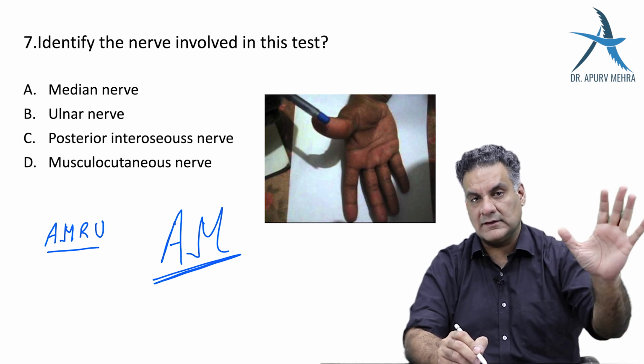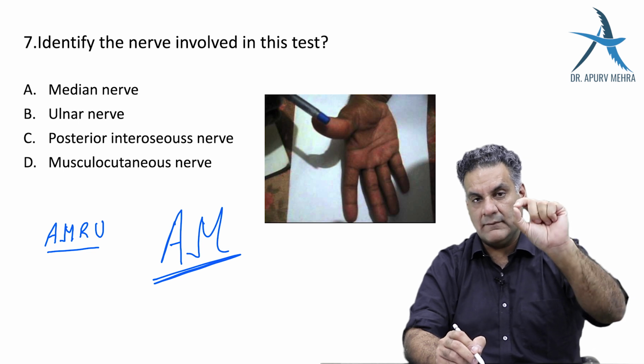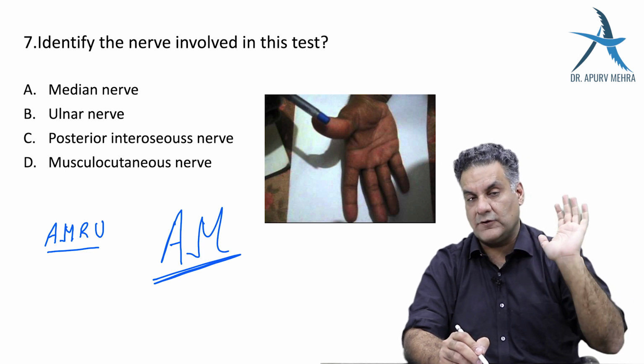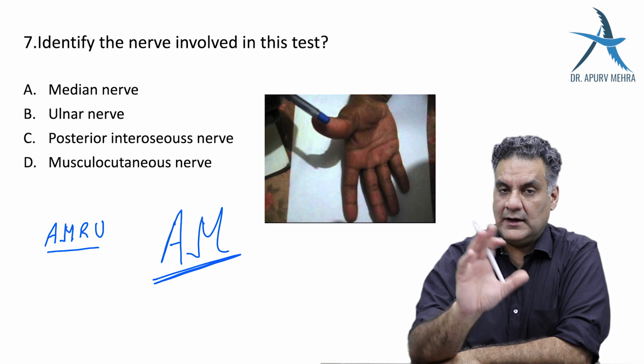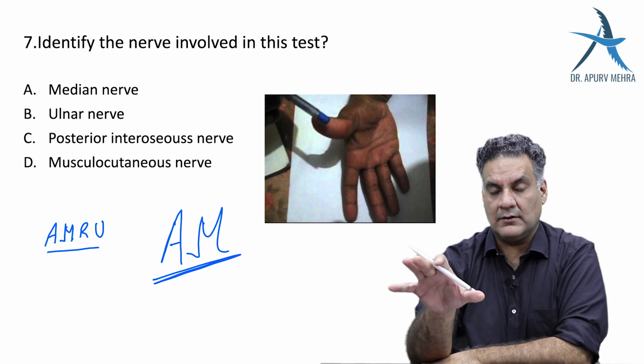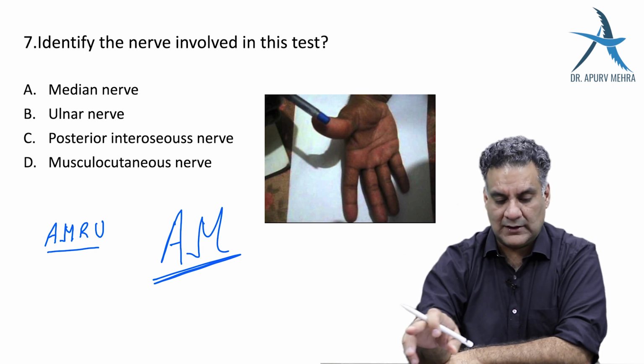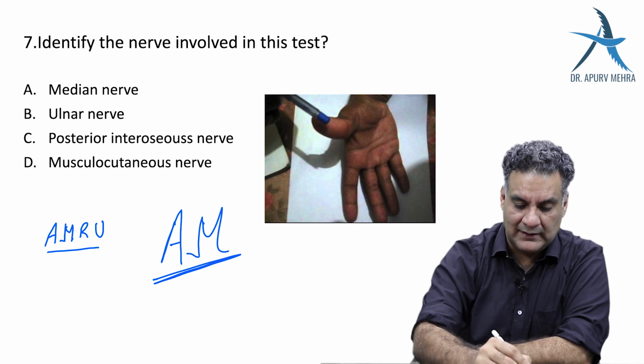I make monkeys do such work, right? So AM, ape thumb, median nerve. It's not for radial. I also told you, radial nerve, no test. All right. So in this picture, you can classically see that this is a pen test being done for the median nerve.